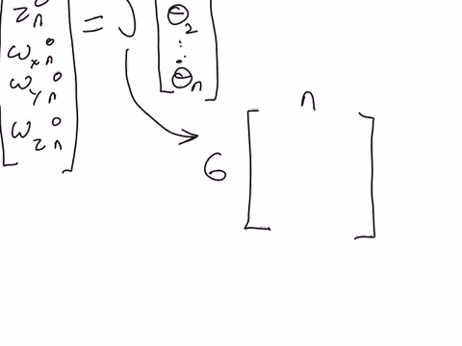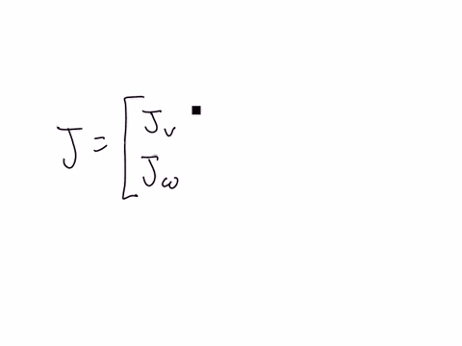So where can we get these 6 rows from? The Jacobian matrix has 2 parts to it. There is a Jacobian linear velocity part on the top and a Jacobian angular velocity part on the bottom. So we would expect to have 3 rows of the linear velocity Jacobian part and 3 rows of the angular velocity Jacobian part.